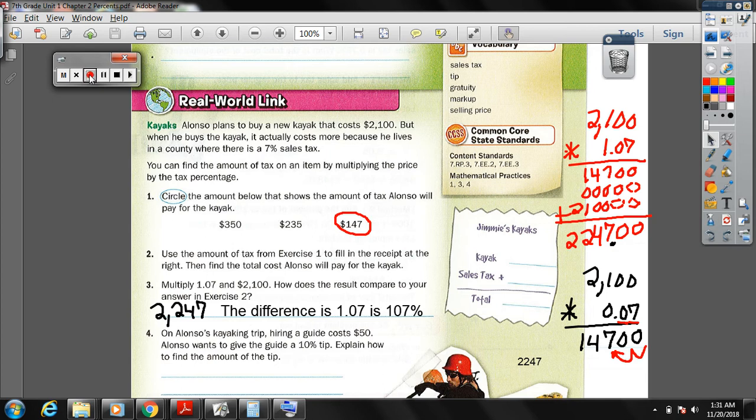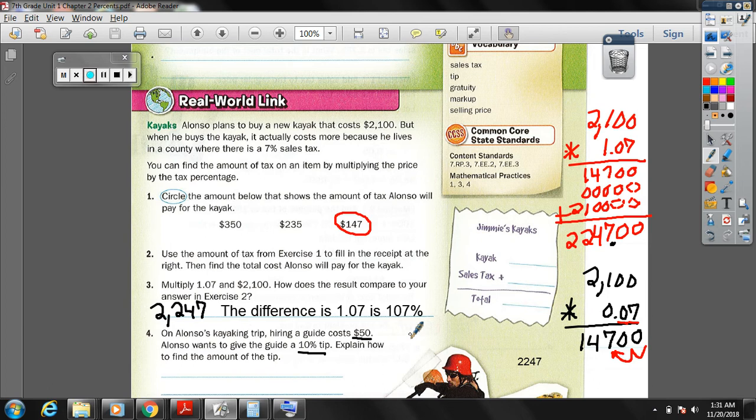And Alonzo is discussing with us about hiring a guide for his trip. So Alonzo hires a guide that costs $50. Alonzo wants to give the guide a 10% tip. We need to explain how to find the amount of the tip.